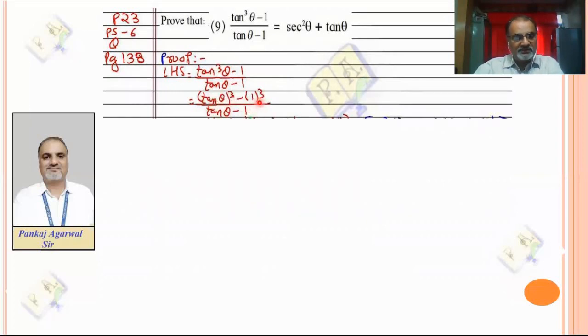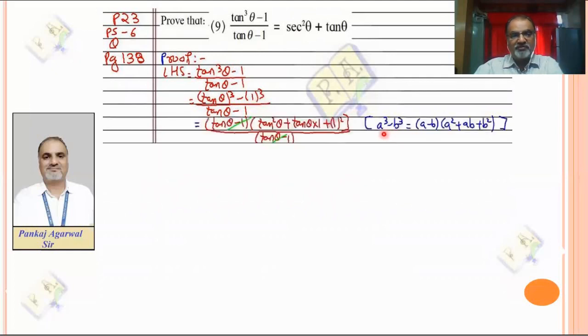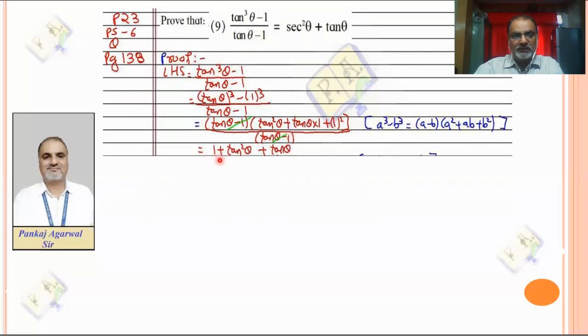So in the revision, we studied that we can use the factorization of a cube minus b cube, which is (a minus b) into (a square plus ab plus b square), where a is tan theta and b is 1. So (tan theta minus 1) into (tan square theta plus tan theta into 1 plus 1 the whole square). Of course, tan theta minus 1 and tan theta minus 1 got cancelled. Now the remaining bracket is tan square theta plus tan theta plus 1. We can rearrange and write it as 1 plus tan square theta plus tan theta.